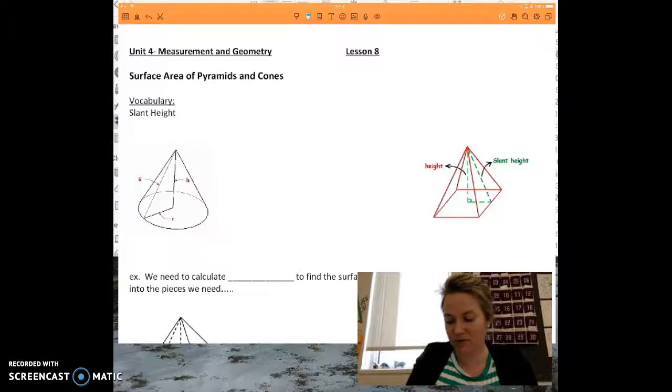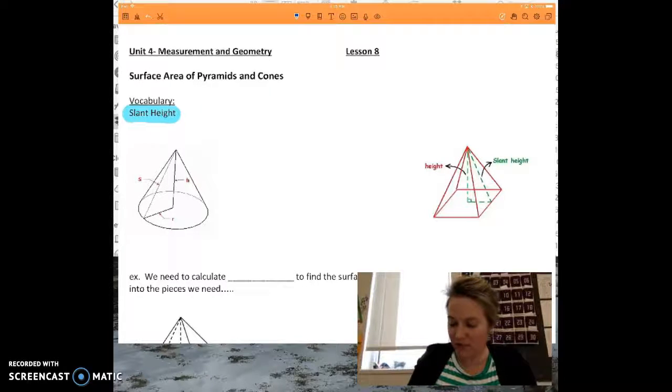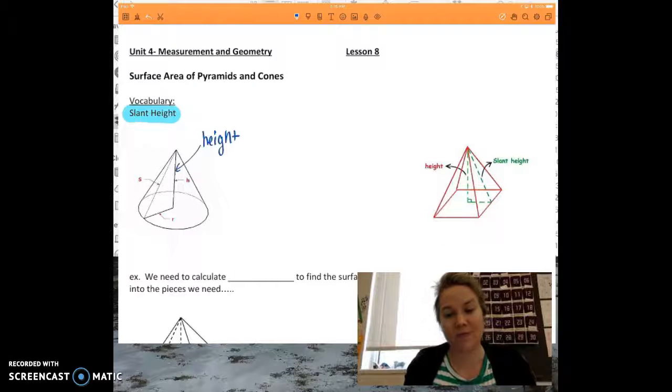So I'm going to highlight this for you, slant height. It's really, really important, and it's different from the height. So if you can see in this cone, this is the height, and that's the height that we used in volume. It's a perpendicular height. It creates a right angle triangle down there at the bottom when you join it to the radius. And that is a really important dimension.